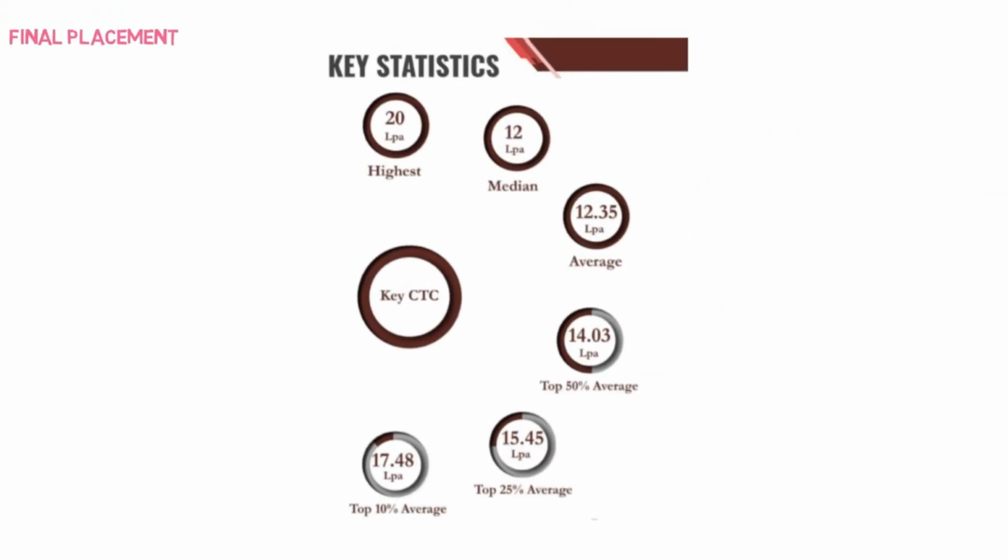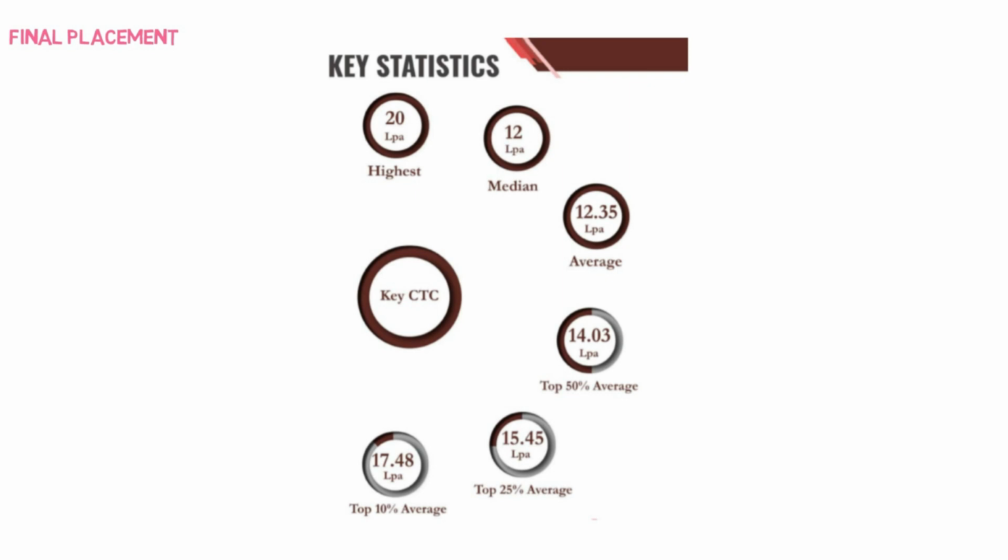After the summer placements, let's have a look at the final placements. So here is the table that gives us an insight into the final placements. The highest package was 20 lakh rupees per annum. The average was around 12.35, and the median salary was 12 lakh rupees per annum. Now if you look at some key statistics, like what did the good students get? The top 10% students had an average salary of 17.48 lakh rupees, whereas the top 25% students had an average salary of 15.45 lakh rupees, and the top 50% was around 14.03 lakh rupees.